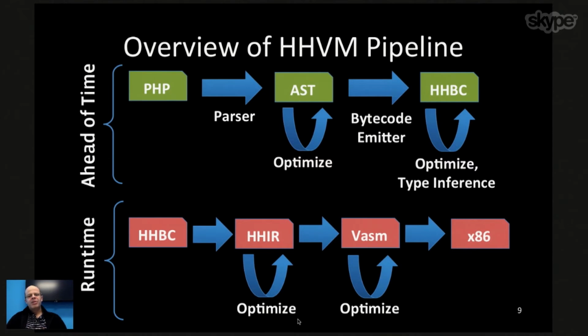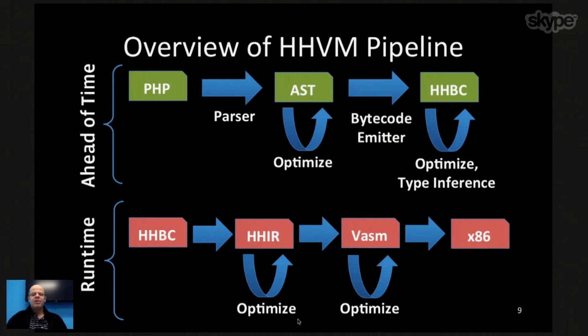In these components, we actually reuse parts of the HipHop compiler, the predecessor system we had. Then we emit the bytecode and do more optimizations at the bytecode level, including type inference to try to infer types of variables ahead of time. And the bytecode is what we actually ship to production, deploying to our web servers. Then the web servers start executing at runtime, reading this bytecode.